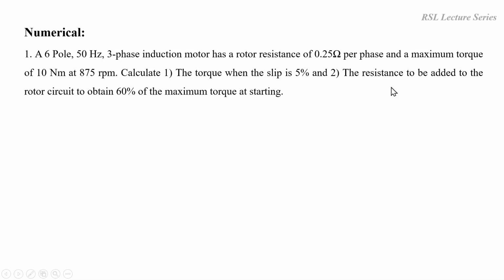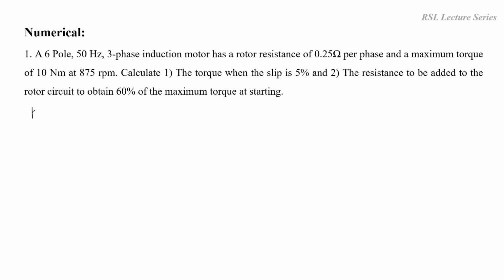And second, the rotor resistance to be added in the rotor circuit to obtain 60% of the maximum torque at starting. That is, we have to find the rotor resistance value to be added to the circuit in order to increase the starting torque to 60% of the maximum torque. So first, we will solve them one by one.